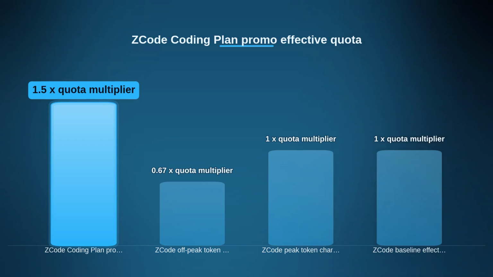Right now, through July 31st, VentureBeat reports that the ZCode coding plan gives a 1.5 times effective quota bonus compared to the baseline. So if your normal quota is a 1x bucket, the promo lets you burn the equivalent of 1.5 buckets of GLM-5.2 coding for the same subscription price.